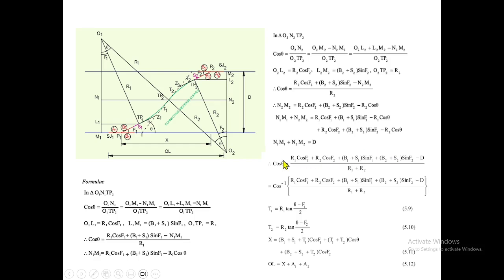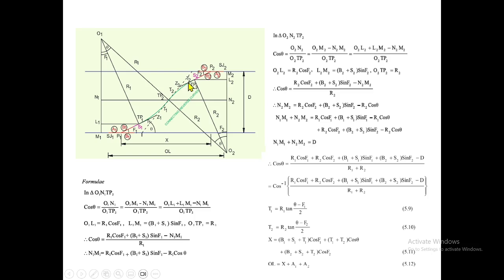From here we can find out theta. Cos theta is this much, so theta equals cos inverse of this much. Once we know theta, as usual we go for finding the deflection angle of the first curve. This is theta minus F1. Once we know theta and F1, this angle will automatically be theta. Since it is angle theta, theta minus F2 will be the deflection angle. As far as this curve is concerned, it is this angle, theta minus F2.